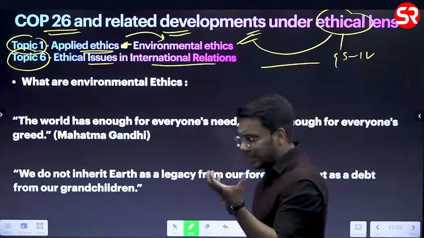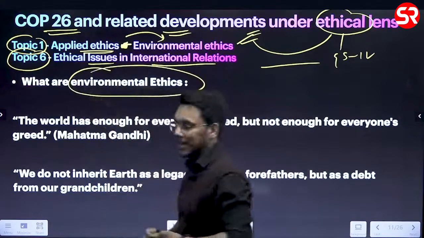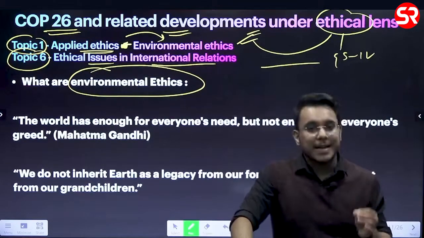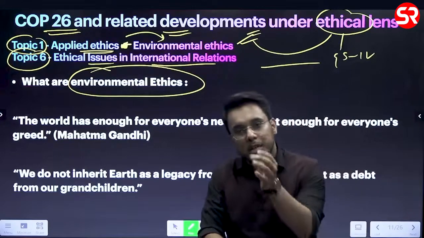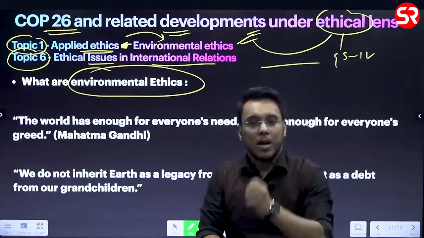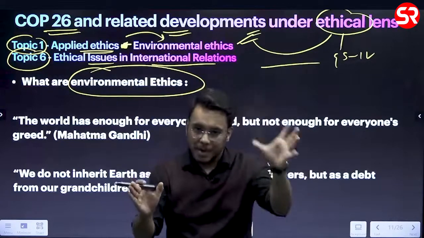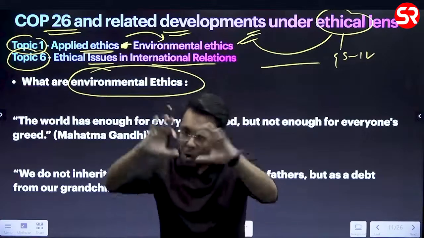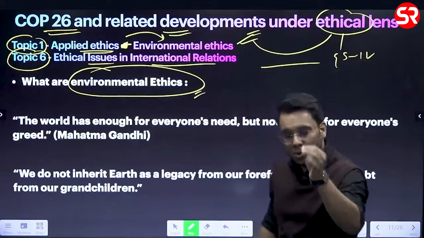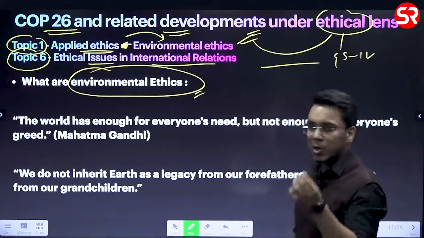First of all, the fundamental question comes: what do we mean by environmental ethics? So guys, environmental ethics is a sub-branch of applied ethics which concerns the moral relation between humans and their non-human counterparts. So the moral relation between humans, ecology, environment, flora, fauna, all this comes under environmental ethics. You can understand environmental ethics by two very influential quotes.